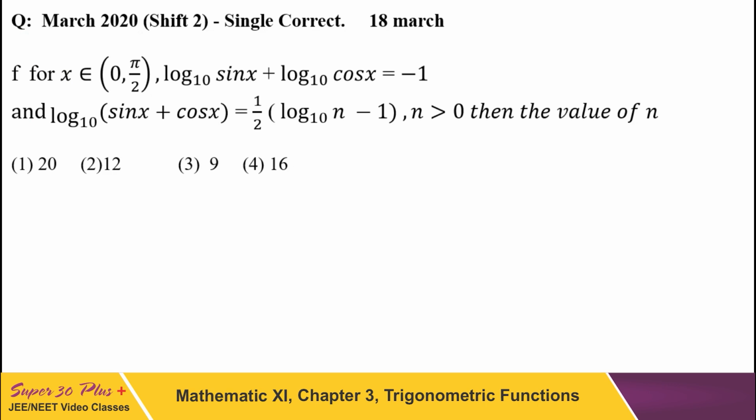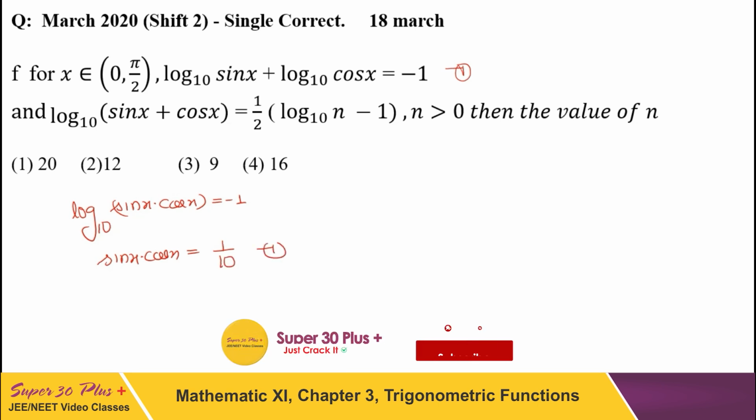First of all, we have to simplify the first equation, and it will become log of (sin x into cos x). As we know, log m plus log n is equal to log of m into n, which is equal to minus 1. Now we can find sin x into cos x is equal to 10 to power minus 1, which is equal to 1 upon 10. This is equation number 1.